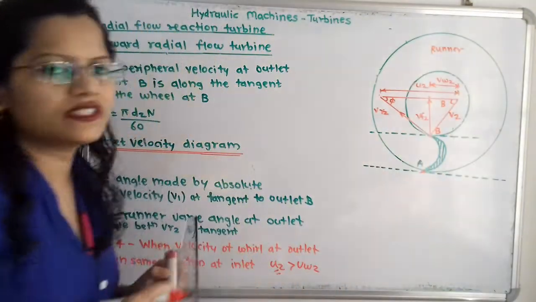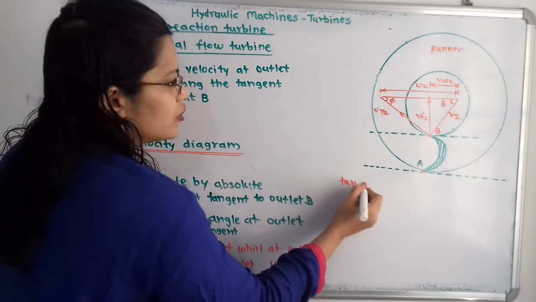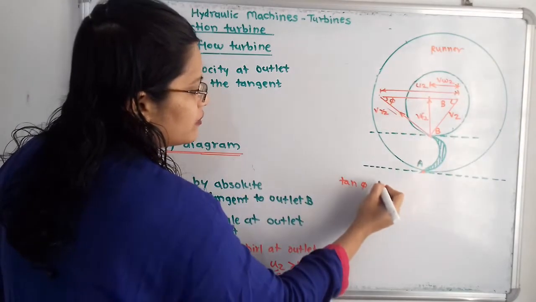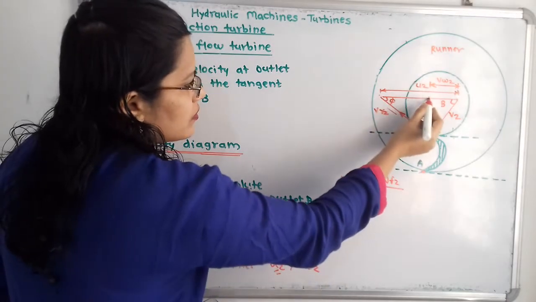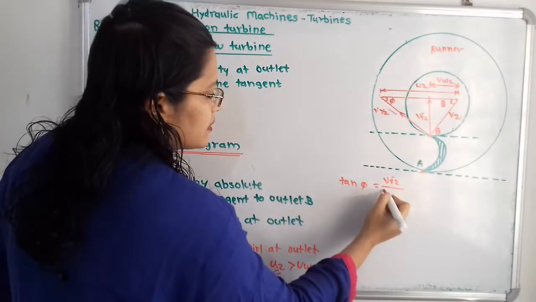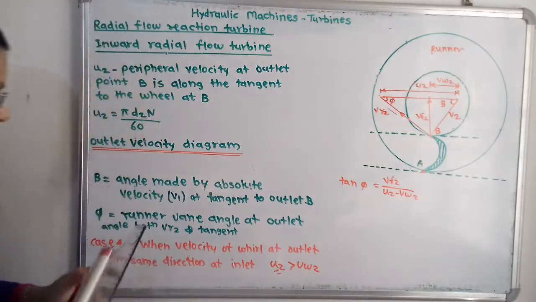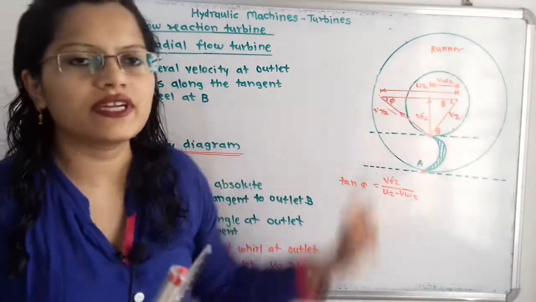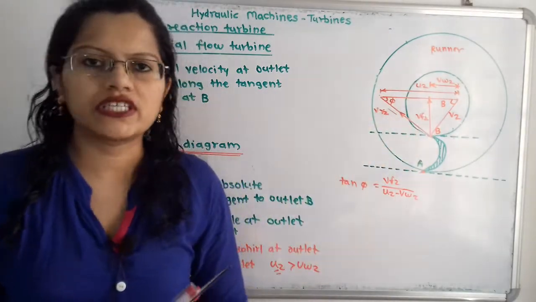So this is the velocity diagram. Now from this diagram, how can we define tan phi? So tan phi is equal to, if we consider this triangle, Vf2 divided by, now what is the length of this line? That is U2 minus Vw2. So when the velocity of whirl at outlet is in the same direction as inlet, we have to use this formula, and this is the velocity diagram.